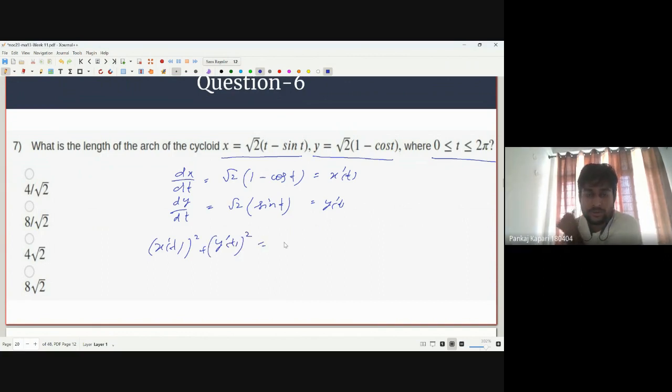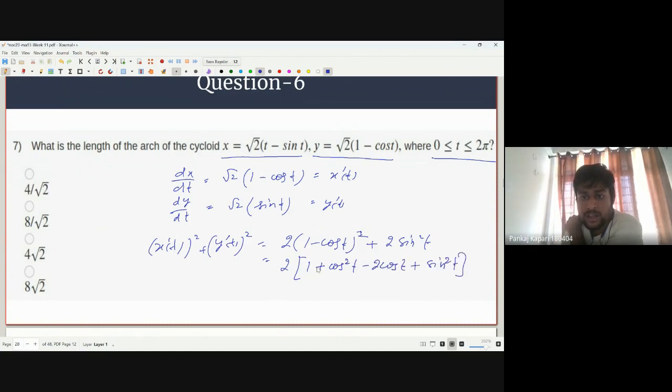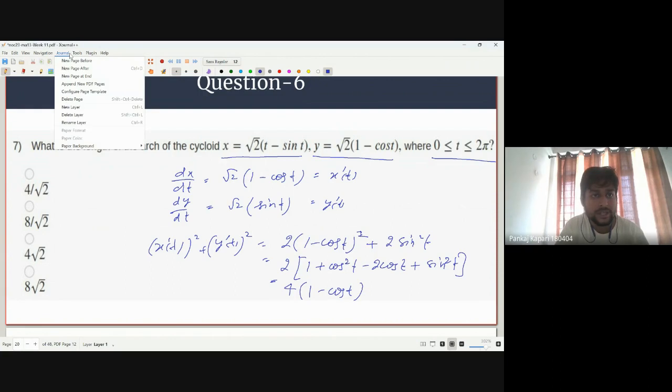This is equal to, so if you square the derivative of x, you get twice of 1 minus cos t whole square plus twice of sin square t, right? Then if you take 2 common, you'll have 1 plus cos square t minus twice of cos t plus sin square t. Now you can see that sin square t plus cos square t becomes 1. So 1 plus 1 is 2. So you can take 2 again common. So you have 4, and then you have 1 minus cos t. Okay. Now remember that for finding ds, we have to take the square root of this thing.